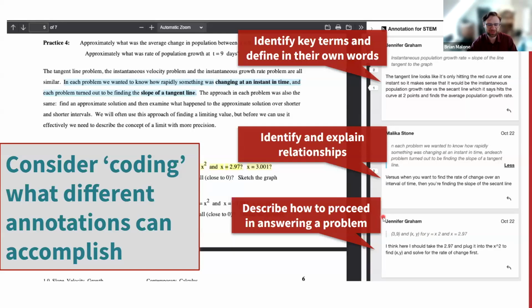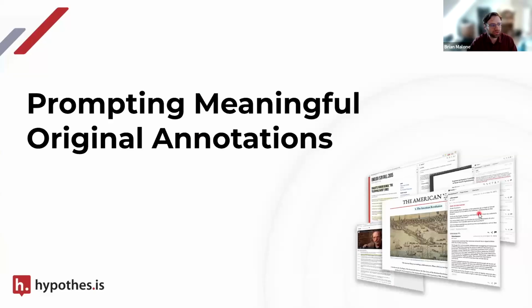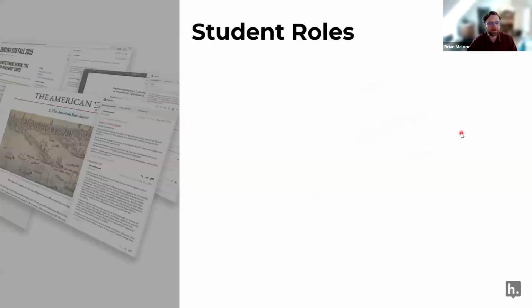This is not comprehensive, but just thinking about what the students are already doing that makes the best discussions stand out. And once we have defined that, that can inform how we prompt future assignments. And having thought a little bit about our instructor role here, I'm going to turn now to prompting meaningful original annotations. What I'm talking about here is how do we get the students to understand what types of things they could say that would make the conversation really meaningful?